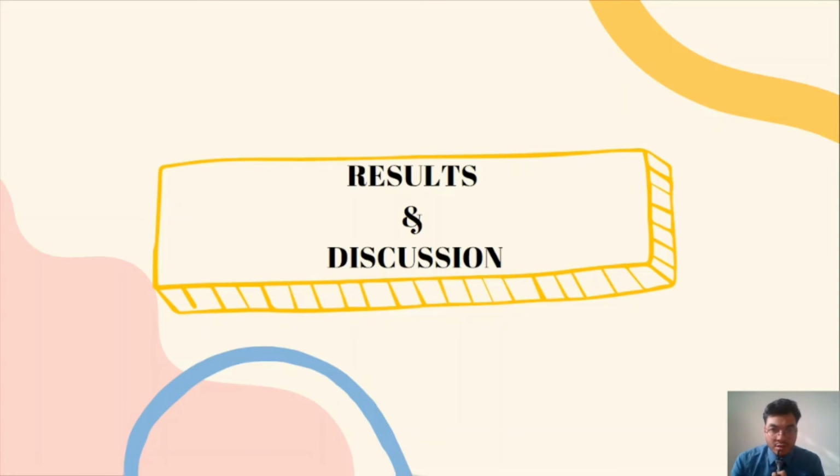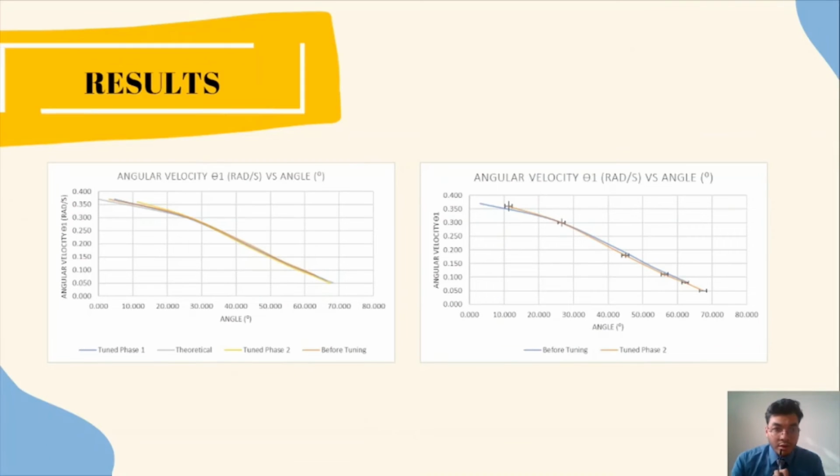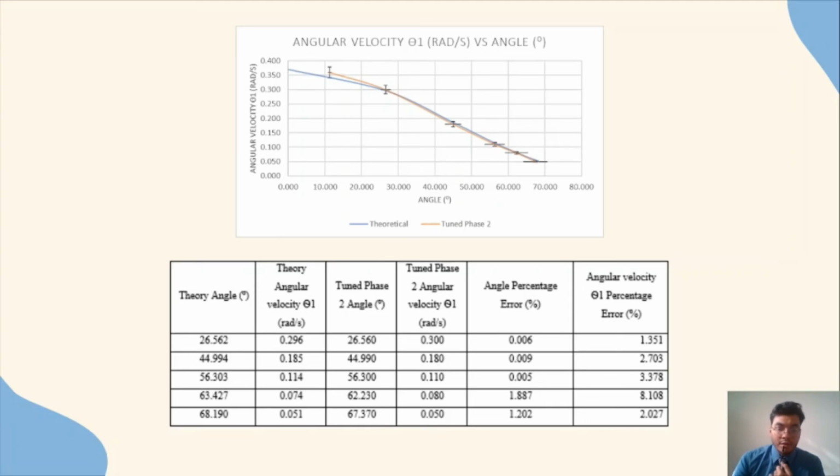I will discuss the result and discussion for this project. On the left is the graph of tune phase 1, theoretical, tune phase 2 and before tuning, and the right one is the before tuning and tune phase 2. This is the final result that we get from this project, that is tune phase 2 and theoretical. As you can see, the percentage error for these two is from 0% to 8%, so it's not higher than 10%. Also, this is the best result that we get from this project.